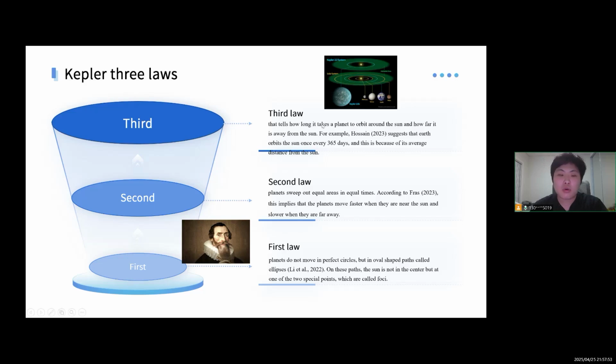The third law tells how long it takes a planet to orbit around the Sun and how far away it is from the Sun. For example, Earth orbits the Sun once every 365 days, and this is because of its average distance from the Sun.